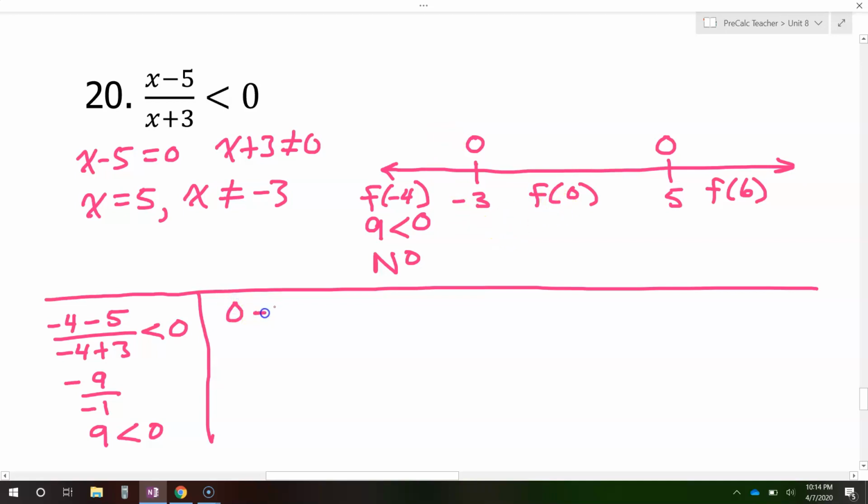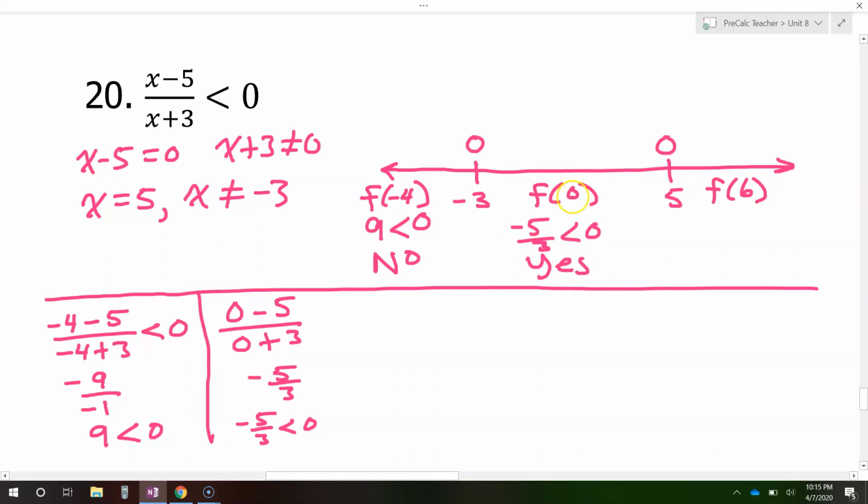So we would have 0 minus 5 over 0 plus 3. That would give us, so the zeros are nothing, so then we will just have negative 5/3. The question is, is negative 5/3 less than 0? Yes, it is. All negative numbers are less than 0.